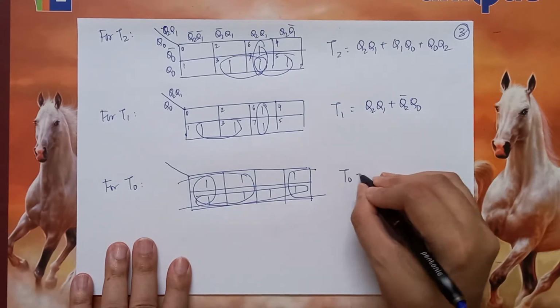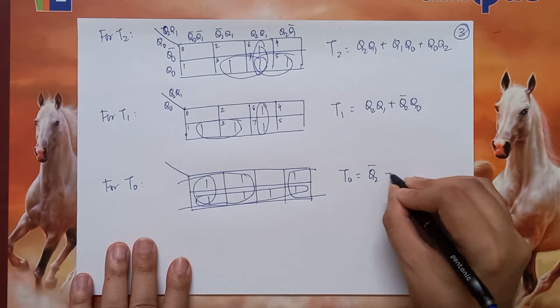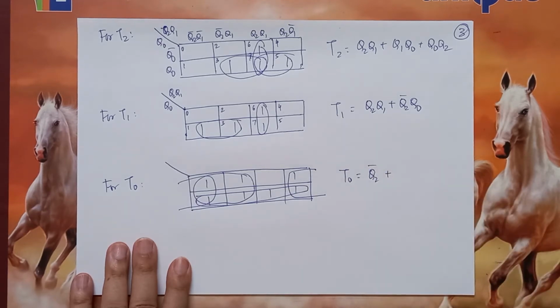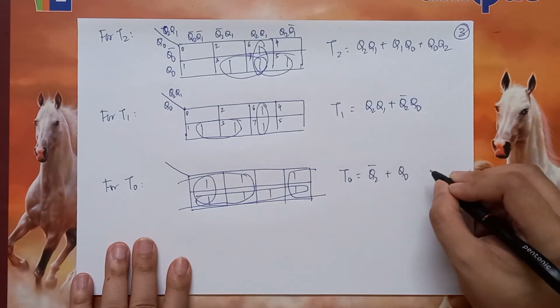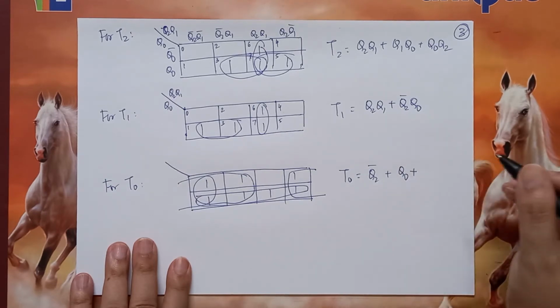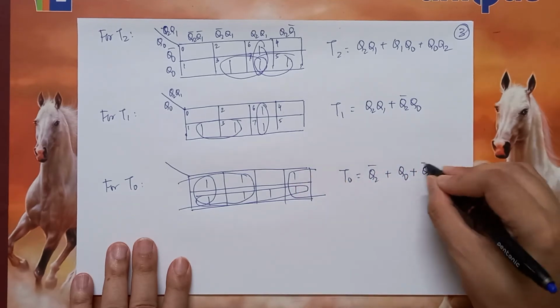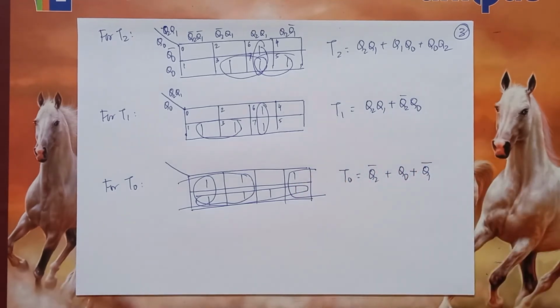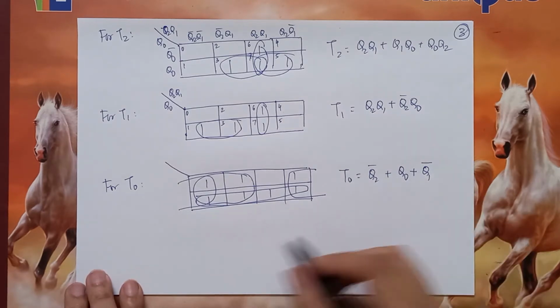So T0 in this case would be Q2 bar plus Q0 plus Q1 bar. That's it. So we can now draw the logic diagram, which would be a little complex.